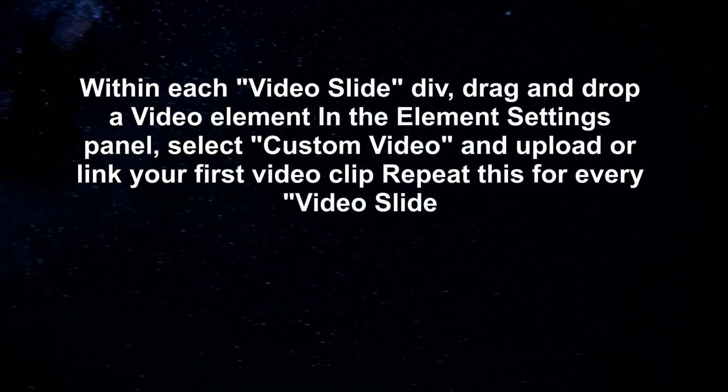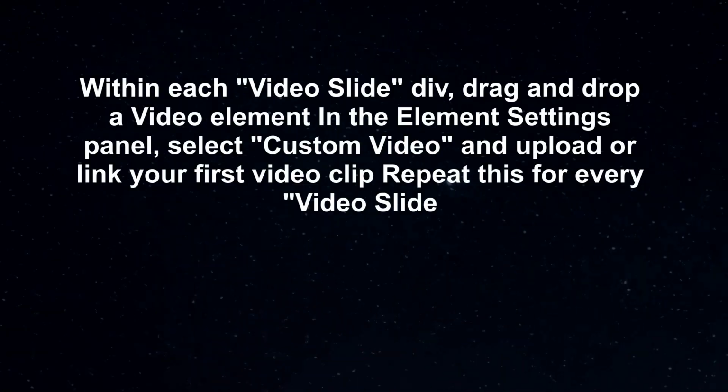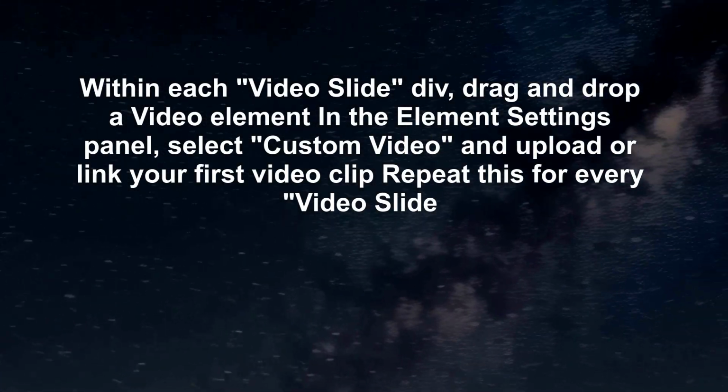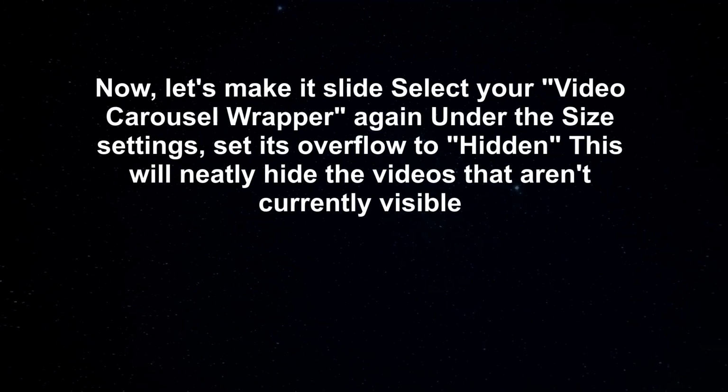Within each video slide div, drag and drop a video element. In the element settings panel, select custom video and upload or link your first video clip. Repeat this for every video slide. Now, let's make it slide.